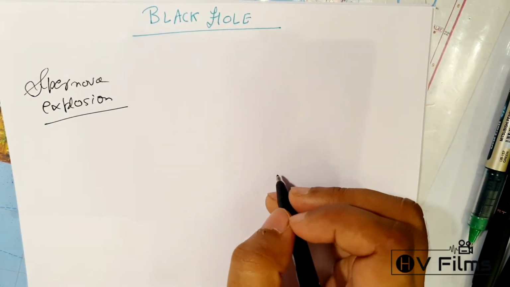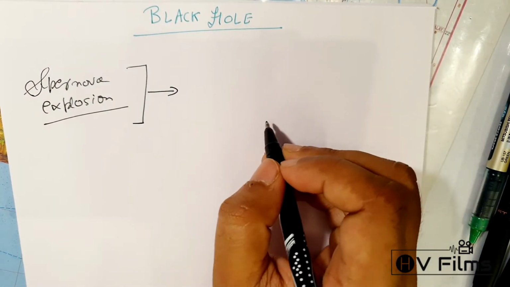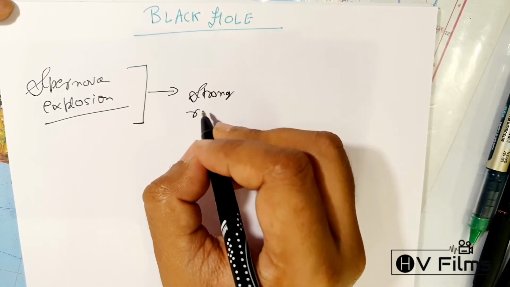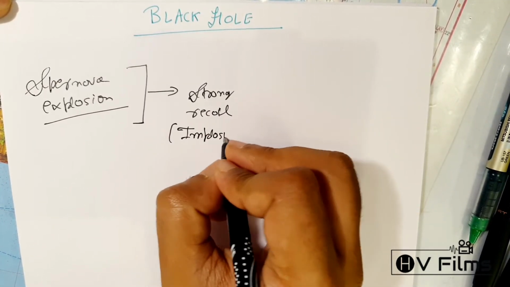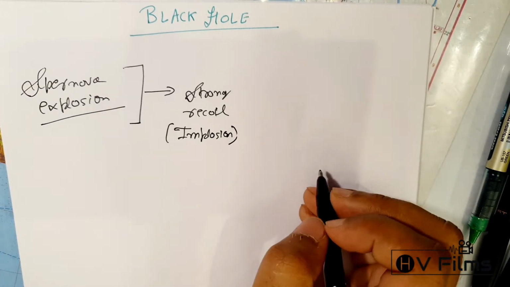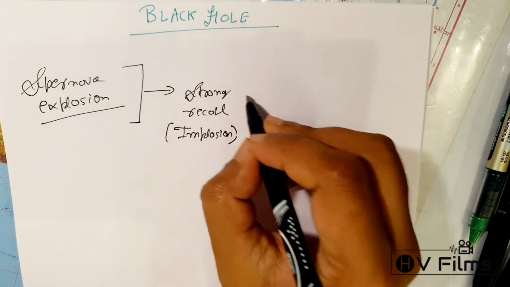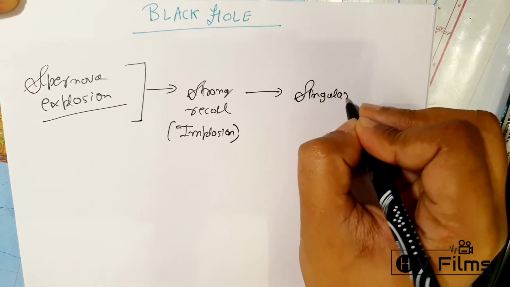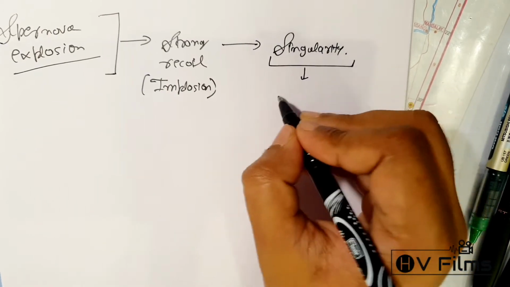Now because of this supernova explosion, there will be a strong recoil, or we can call it an implosion. Because of this, the material collapses into a point of singularity, that is basically a single point. So let me write it here, that the material will collapse into a singularity. Now this point of singularity is what we call a black hole.